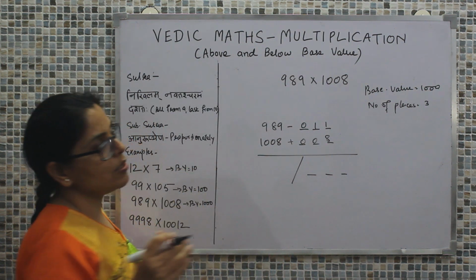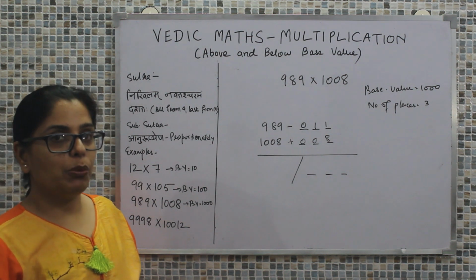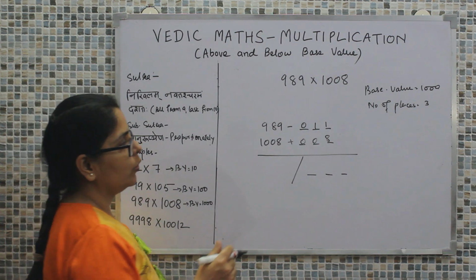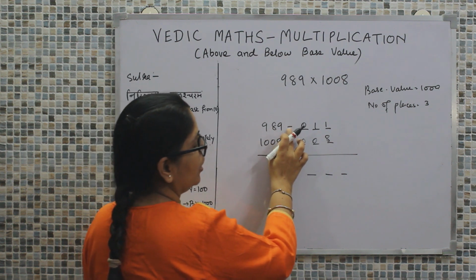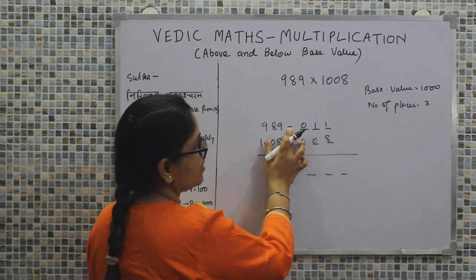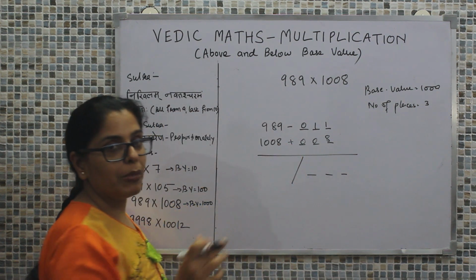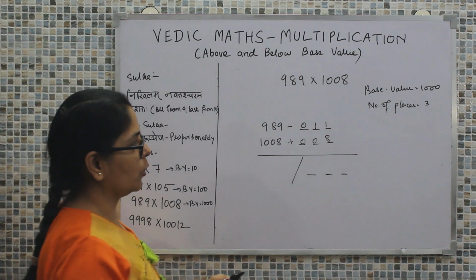So the rule says whatever excess it is, make it much more excess, and whatever deficient it is, make it less. As we identified that this number is less, we are again making it less, and because this number is more, we are again making it more. Meaning, whatever is more, make it more, whatever is less, make it even less.